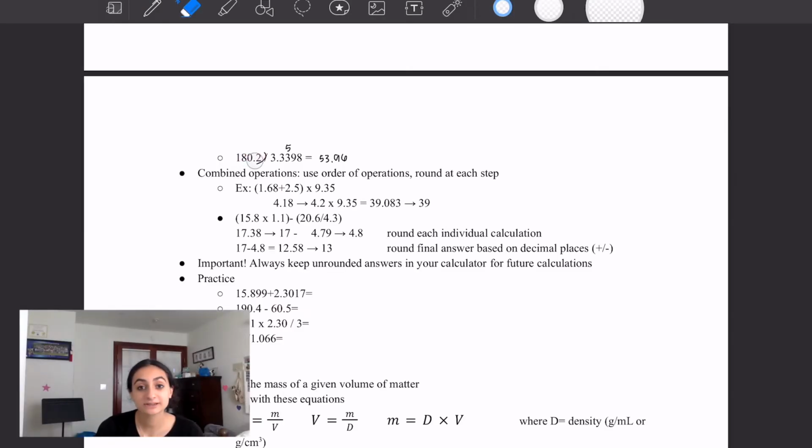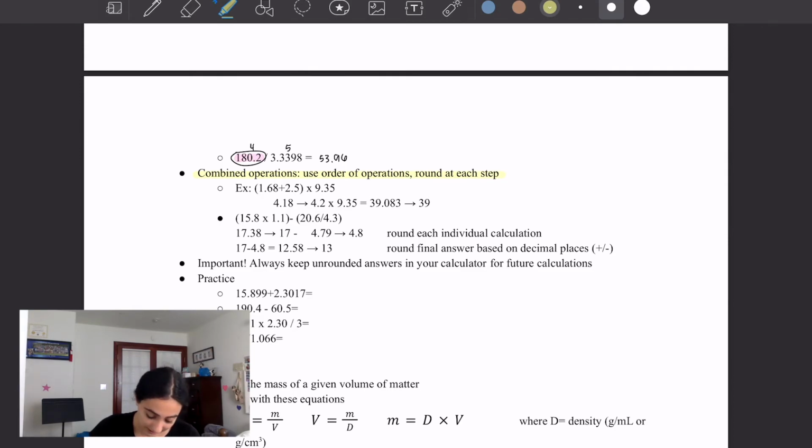Okay, so we have done multiplication, division, addition, and subtraction with significant figures in mind. Now we are going to move on to doing combined operations. Basically, with combined operations, you want to apply the same significant figure rules and just follow order of operations and round at each step.